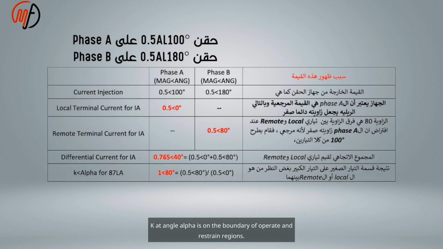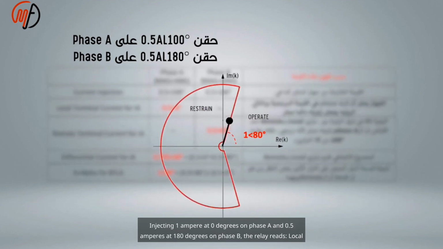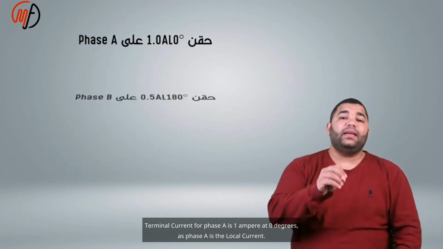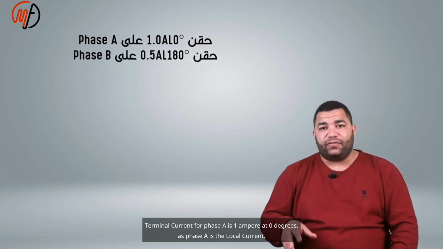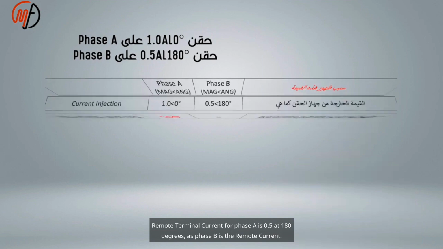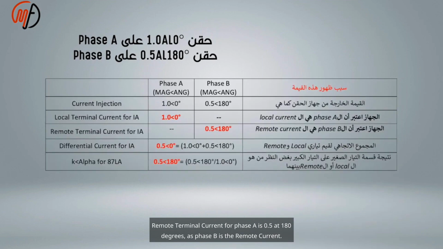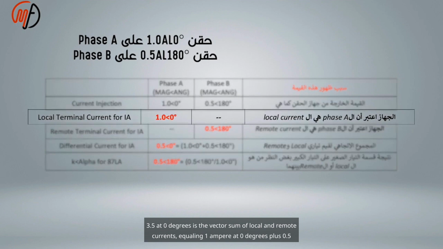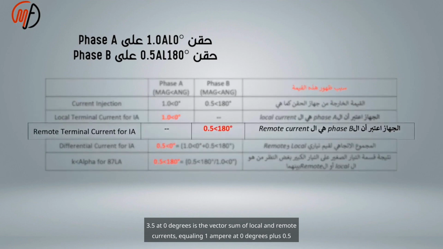Injecting 1 ampere at 0 degrees on phase A and 0.5 amperes at 180 degrees on phase B, the relay reads local terminal current for phase A as 1 ampere at 0 degrees, as phase A is the local current. Remote terminal current for phase A is 0.5 at 180 degrees, as phase B is the remote current. Differential current for IA is 0.5 at 0 degrees. It is the vector sum of local and remote currents, equaling 1 ampere at 0 degrees plus 0.5 ampere at 180 degrees.